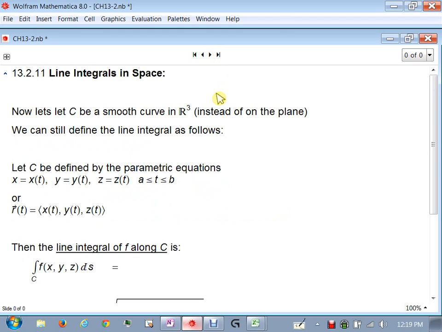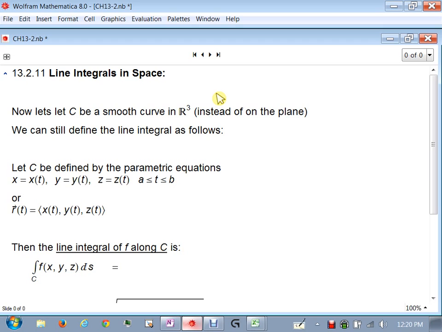Now we move on to line integrals in space. So now instead of having a function of x and y and a curve down on the ground in the domain, let's have a function of x, y, and z, and let's have our curve in three-dimensional space. Now we can't do a curtain anymore because we can't visualize it that way. We can't see the function and the domain in the same picture. So we can't drop a curtain and get an idea.